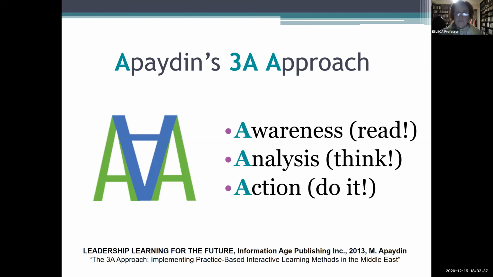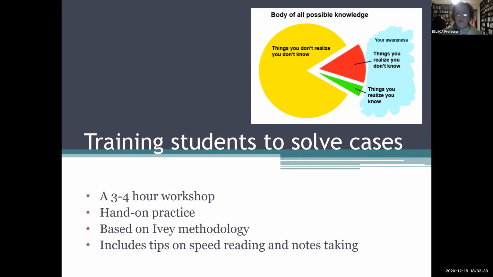Let's start with awareness. If you imagine the whole body of possible knowledge, there are things that you realize that you know, and you have the skill. There are things that you realize that you know, but you don't know how to do. For example, I don't know chemistry, and frankly, I don't want to know. But the majority of all information in the world is things that you don't realize you don't know. So the first step is awareness. So increasing the yellow part, decreasing the yellow part of the pie, and learning things that you didn't realize that you didn't know. The second step is analysis.